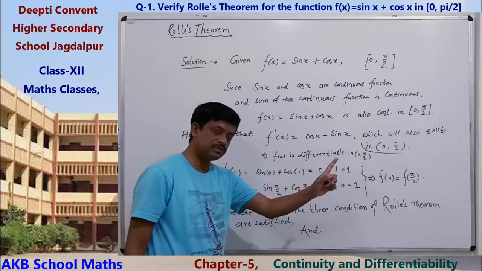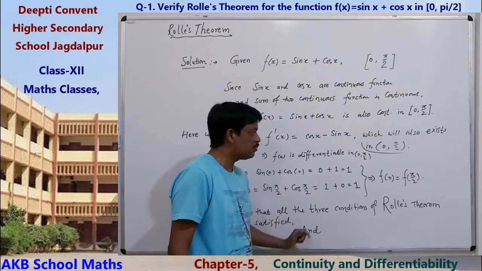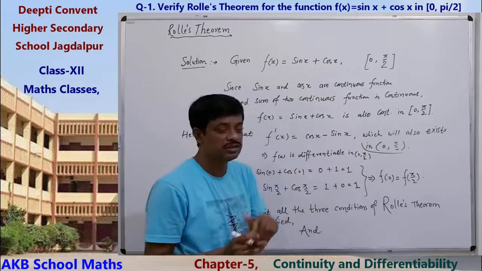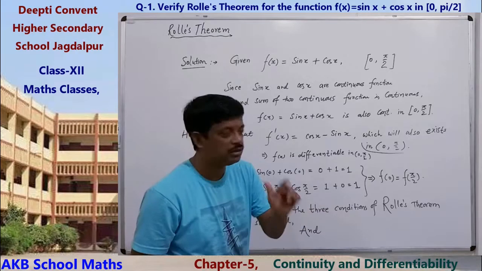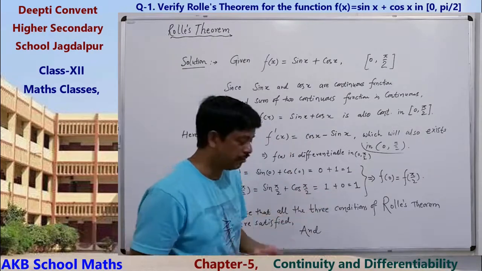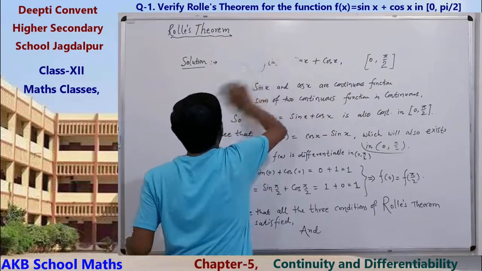All the conditions are satisfied, and we have to find a point c such that f dash c equals 0 and c must be in between 0 to pi by 2. Then Rolle's theorem will be verified.